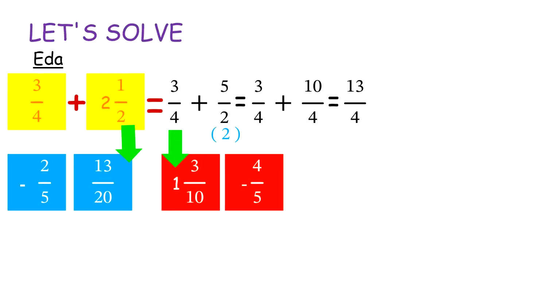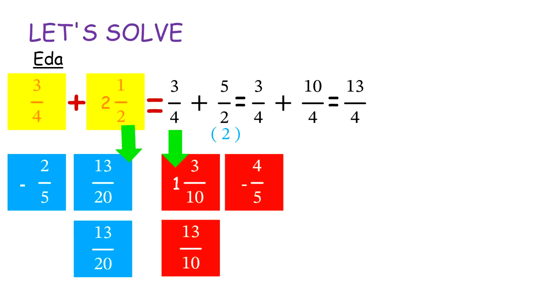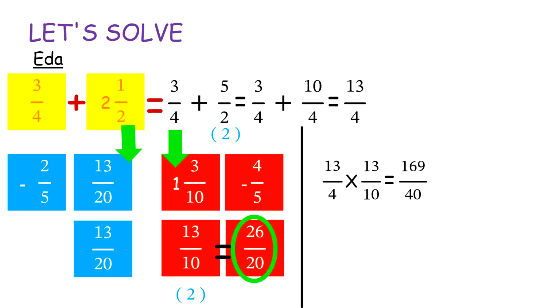If we convert the mixed number to an improper fraction, we will get 13/10. In order to compare, we can expand 13/10 with 2 to make denominators equal to each other. We can easily see that 26/20 is bigger than 13/20. So, Eda should choose 1 and 3/10 as the biggest rational number. Then she multiplies it with her sum. While she is multiplying, she should keep the improper form of the rational number.